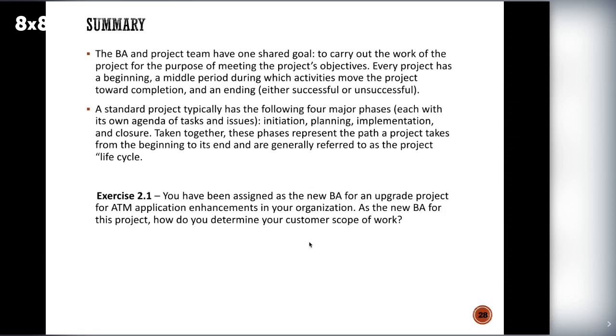Now, let's do this exercise together, folks. I'm sure you really enjoyed this section today. You have been assigned as a new BA for an upgrade project for an ATM application enhancement in your organization. As a new BA for this project, how do you determine your customer scope of work? What do you think, guys?